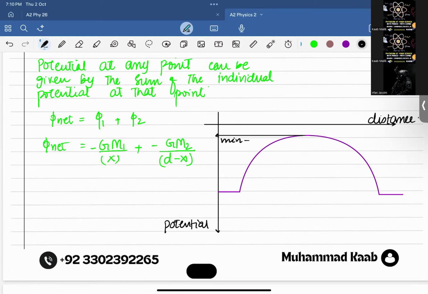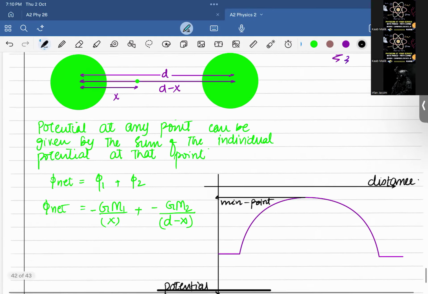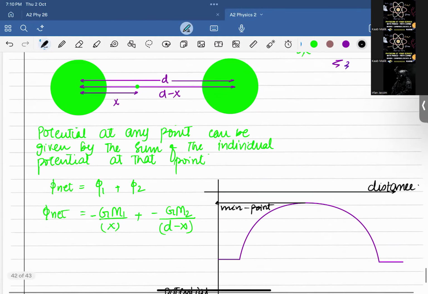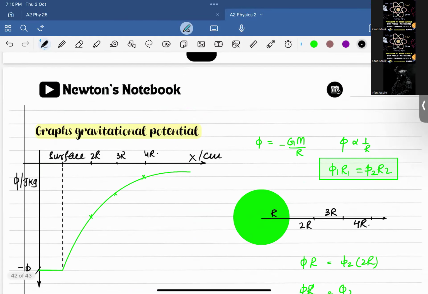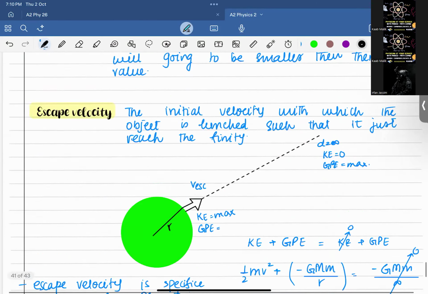Minimum point. And this is the minimum point of the graph. Basically, this is going to be the point with the maximum velocity or maximum constant velocity, and after which the velocity starts decreasing. So, these are basically some of the concepts of the gravitational potential. Now, let's just discuss the past papers for the gravitational potential, and the rest of the things are basically done.